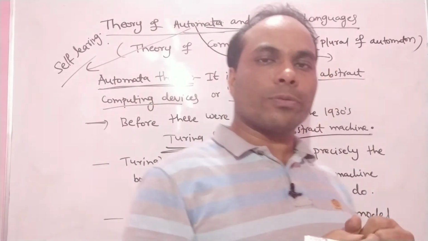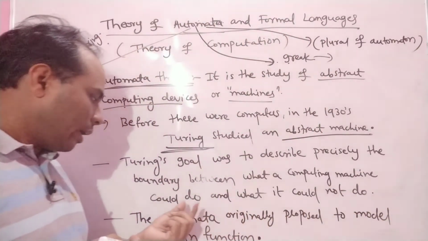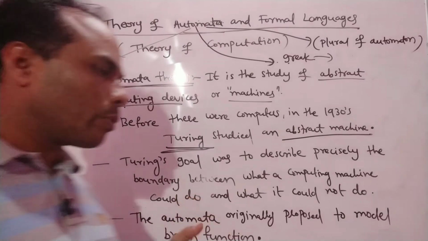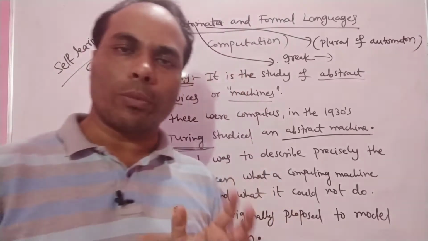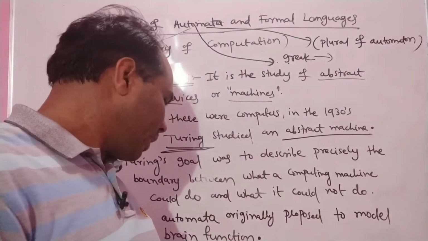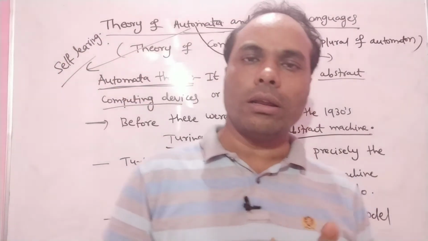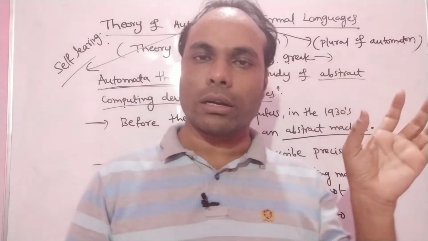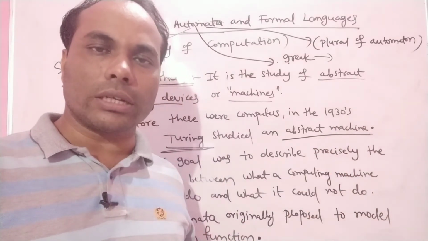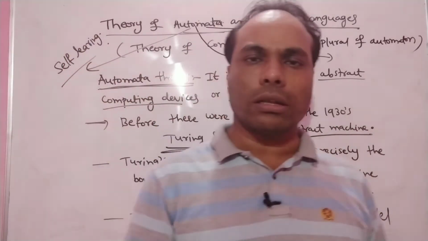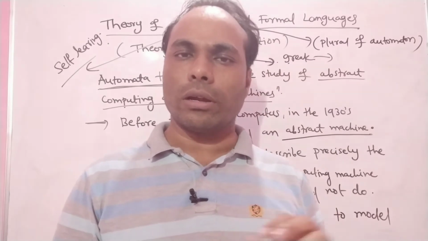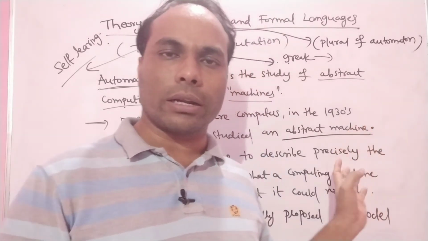He wanted to see the particular variations, and this automata was basically proposed for the functionality of the brain. First they proposed a model of how exactly your brain is going to work. That functionality they are going to check. That's why they proposed it. But later, we are going to use this automata for different purposes.